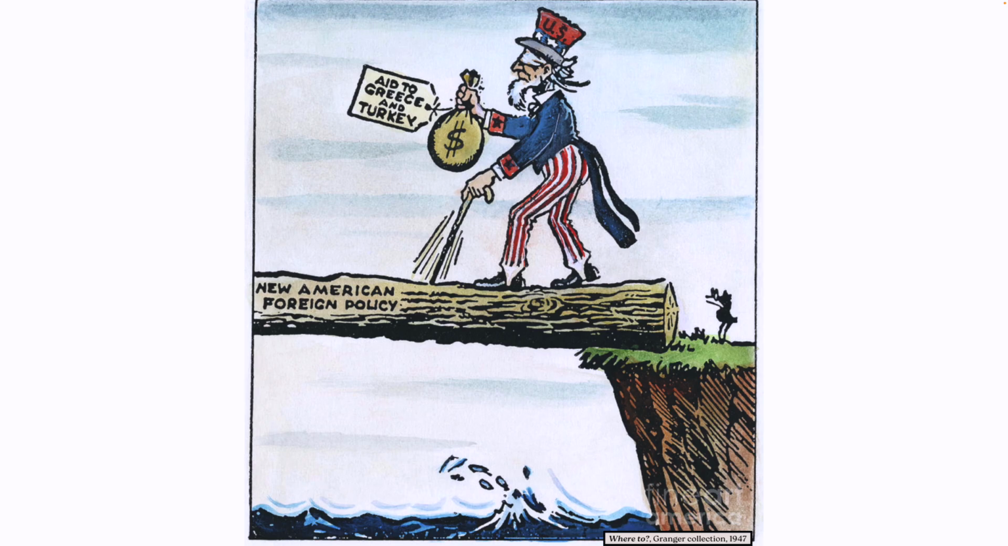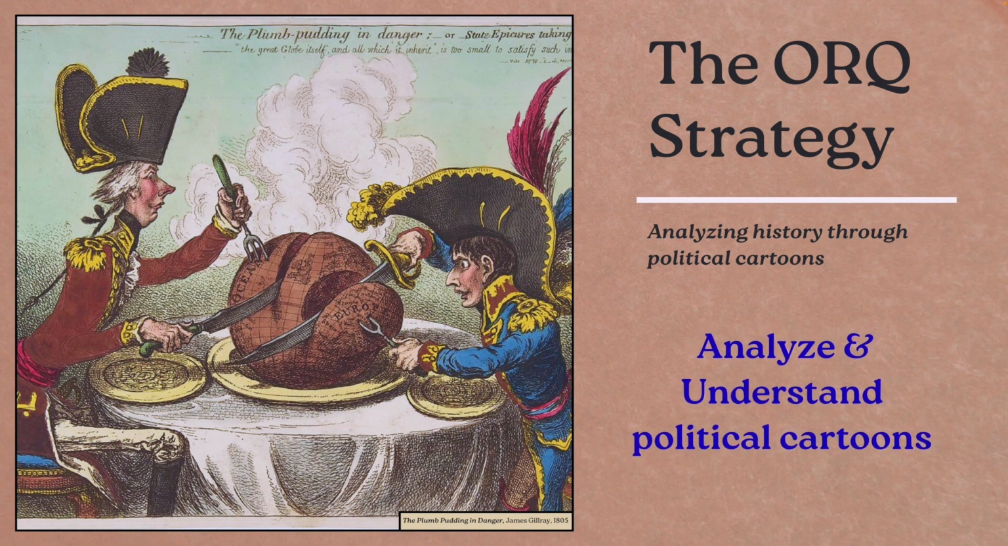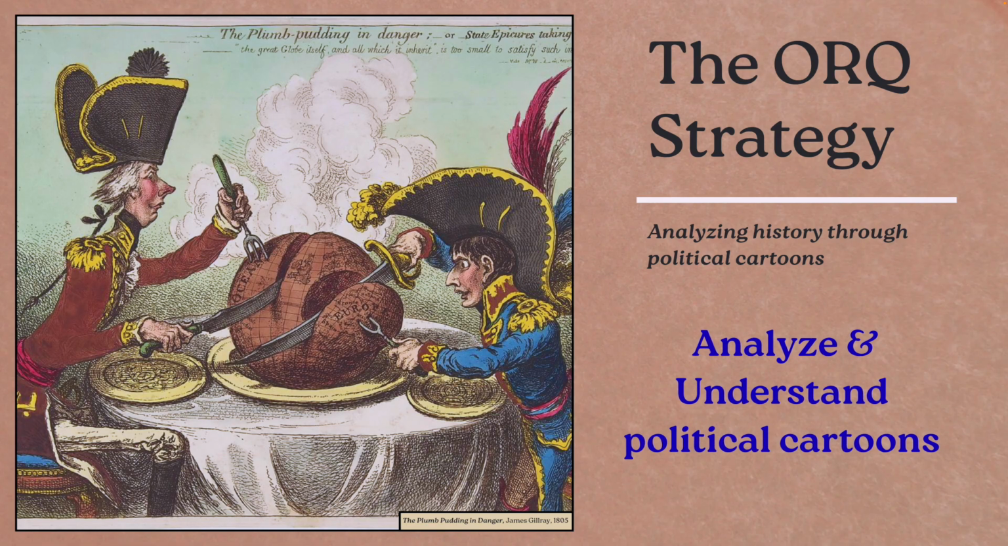Now imagine you are a middle or high school student today, someone who may know very little about past events and might not yet understand concepts like irony, metaphor, or stereotypes. In this video, I will review the steps of the ORQ strategy for analyzing historical political cartoons, an important higher-order thinking skill that helps students think critically about primary sources.